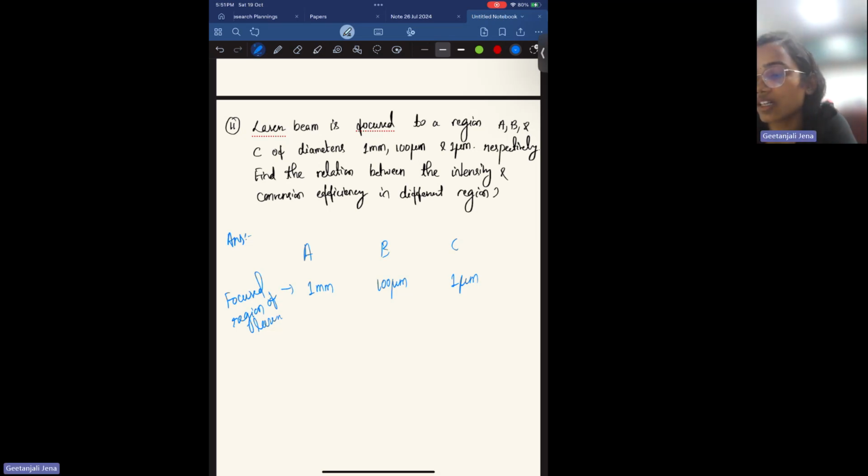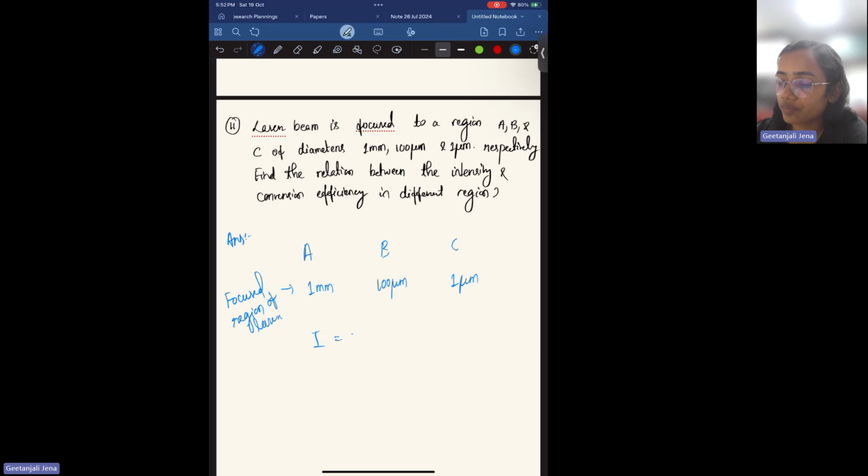Then what is the relation between the intensity and conversion efficiency in different regions? First we have to find out the relation between intensity. If you recall, the same laser, with the same power, is focused on different regions of different diameter. So what is the relation?